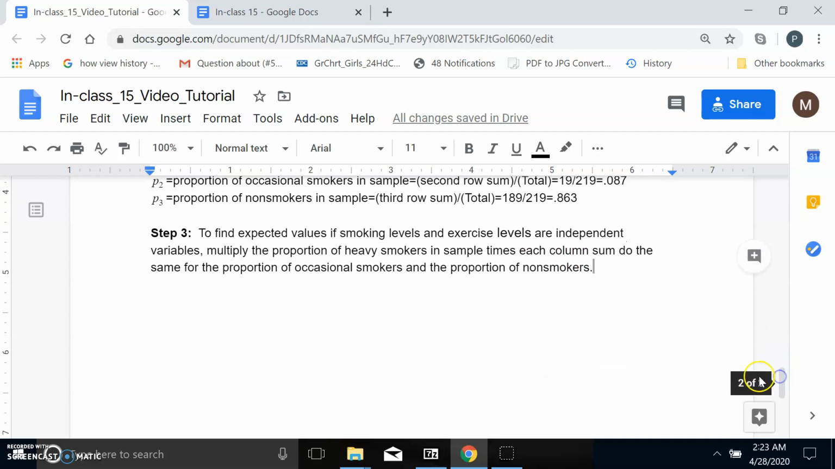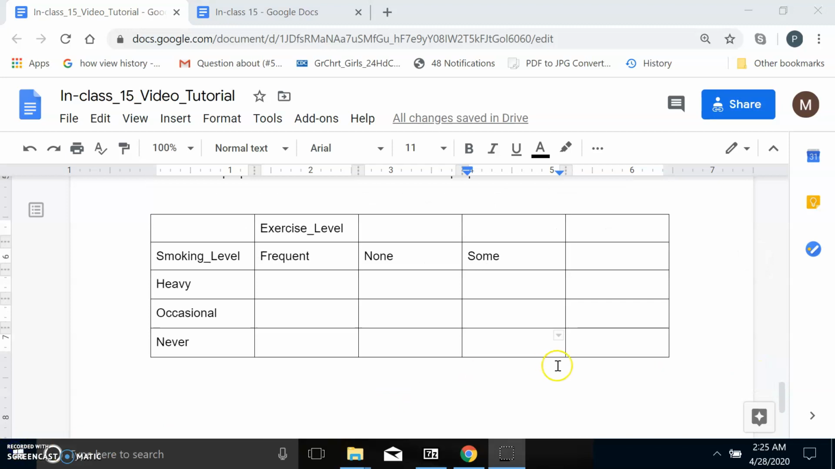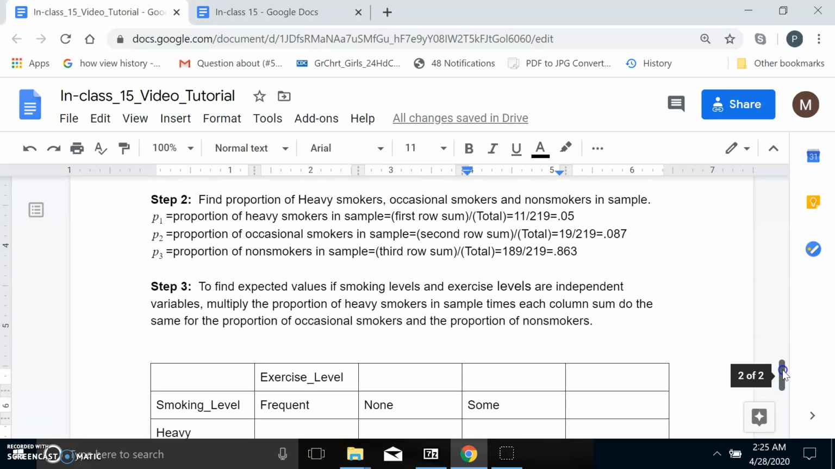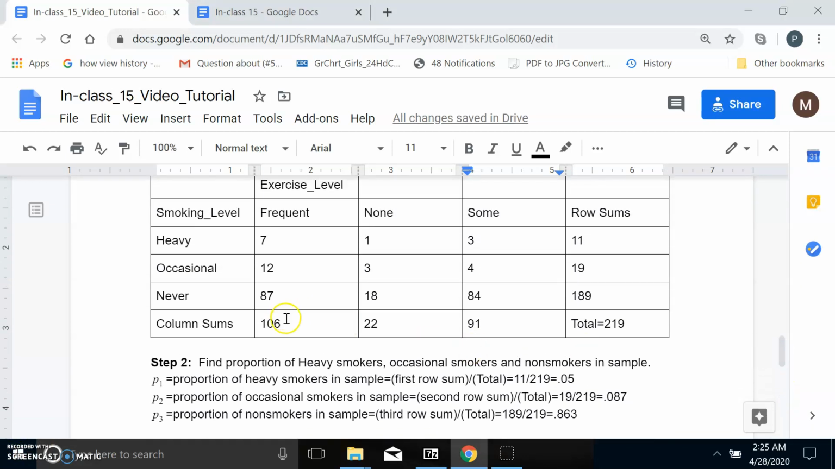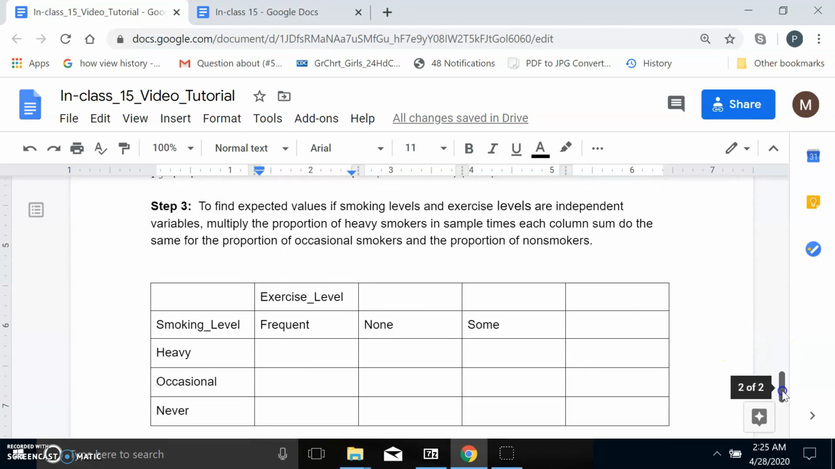Let's go down here, let's paste my table again. So here's my table. So looking at the first column sum, it was 106 right here. So we're going to put that in the first column. So the 106 here, and repeat it. Actually, let's put a multiplication sign after it. I'll explain why in a second. Let's repeat this 3 times.